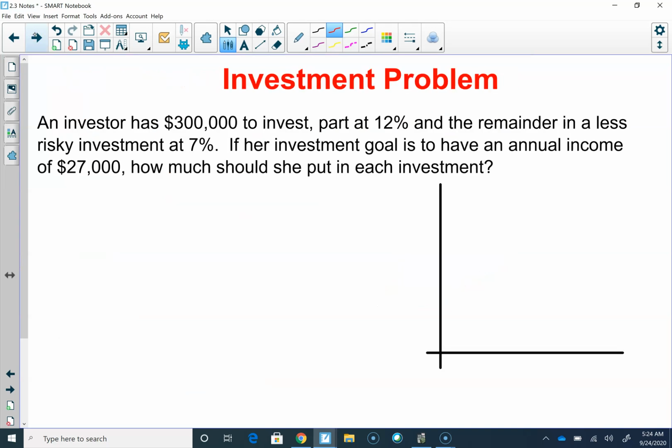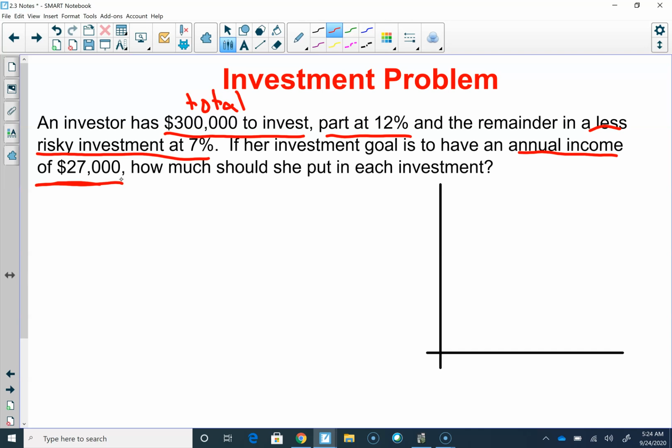Investment problem. An investor has $300,000 to invest. Part at 12%. So this is going to be the total amount to invest as I break this problem down. Part at 12%, and the remainder in a less risky investment at 7%. So this one's less risky. If her investment goal is to have an annual income of $27,000, how much should she put in each investment?